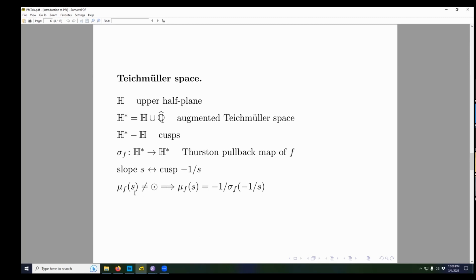Suppose S is an extended rational number, and the slope function of f takes S to an extended rational number, not the non-slope. Then this extended rational number is minus 1 over the pullback map applied to minus 1 over S. So it would be nice if the slope function were equal to the pullback map restricted to the set of cusps, but they are not equal. They are conjugate by the negative reciprocal function. Okay?